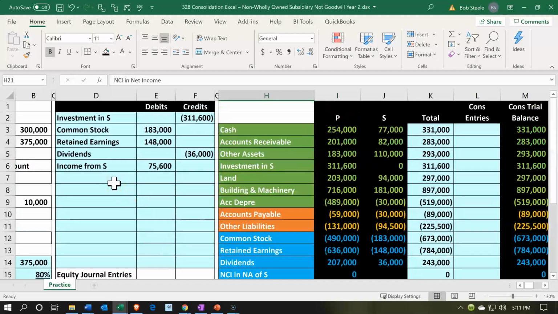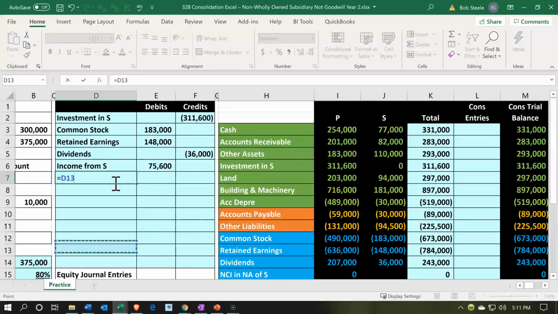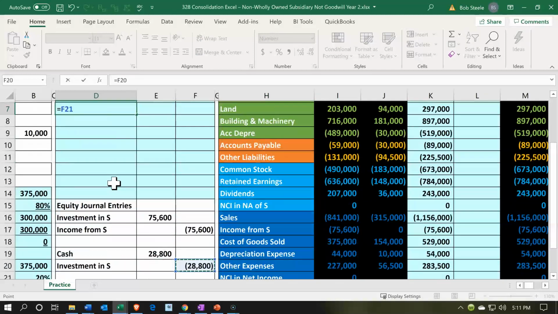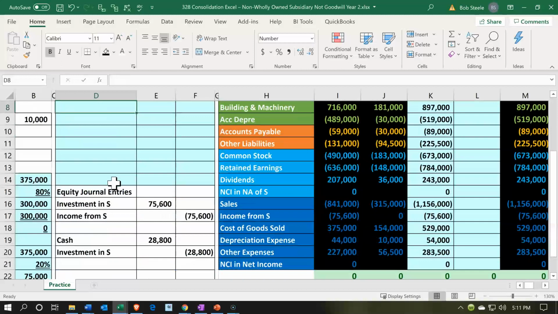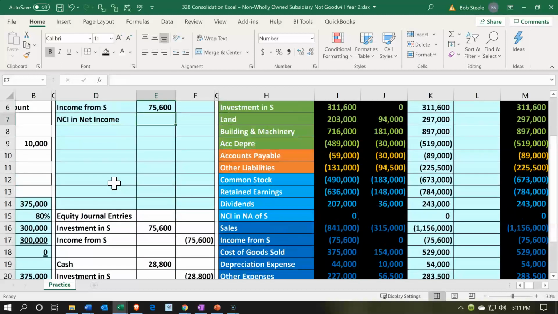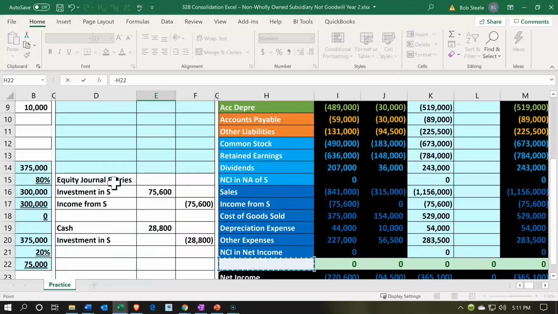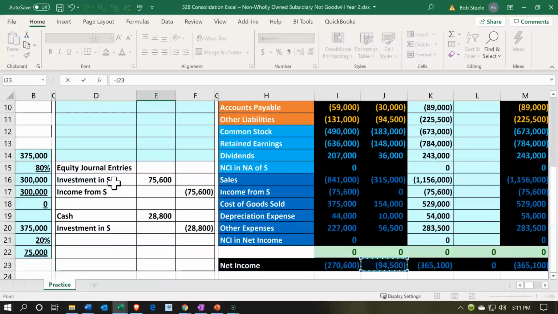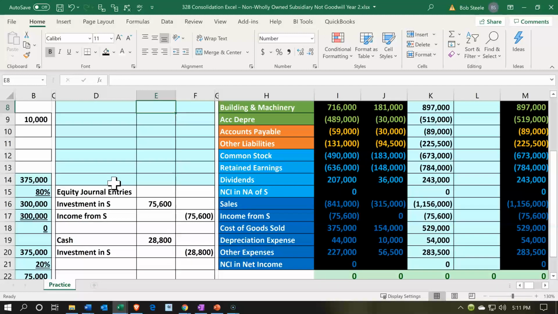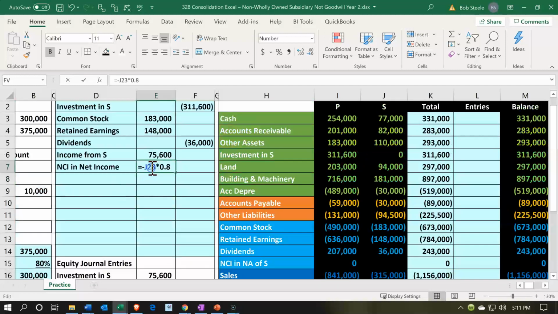So I'm going to say, all right, now the non-controlling interest is going to be equal to the non-controlling interest in the income. And that's going to be equal to the negative of the net income of S times the non-controlling percentage, 80%, times 0.8. So there we have it. Actually, that's not right. That's the controlling interest. The non-controlling interest is 0.2. The controlling interest is 0.8. 100% minus the 80% would be 0.2 or 20%. All right, so there's the non-controlling interest.